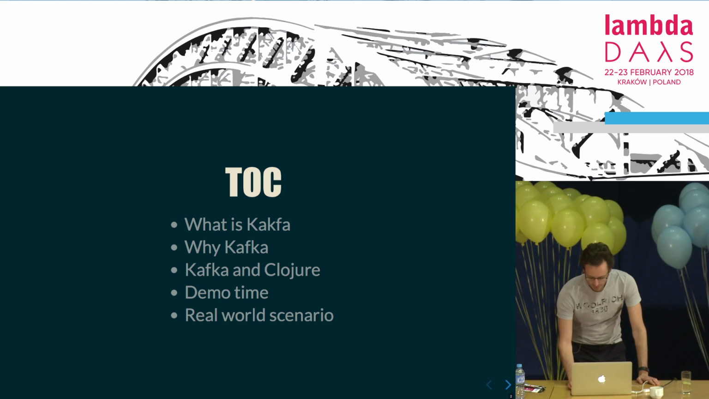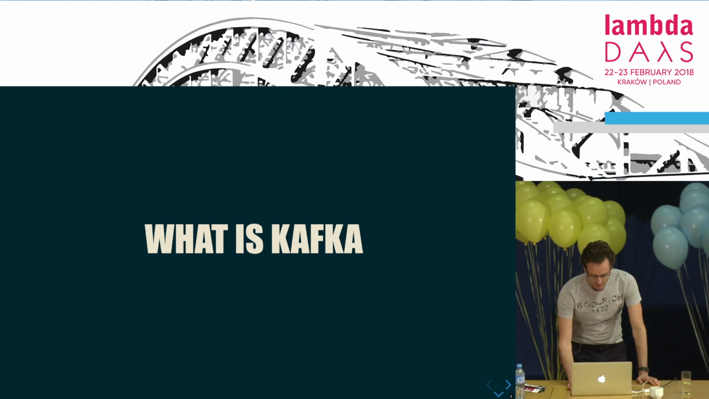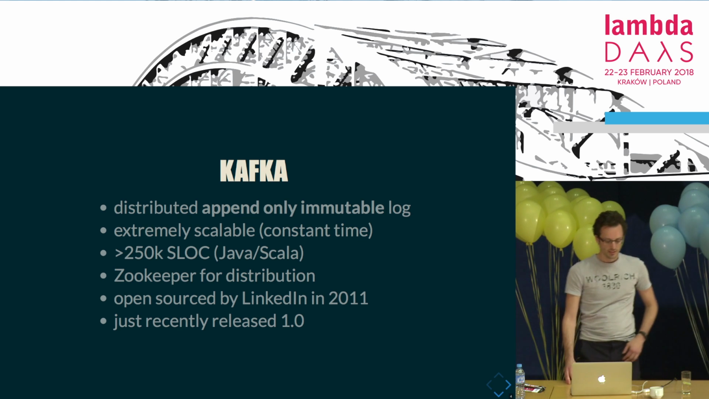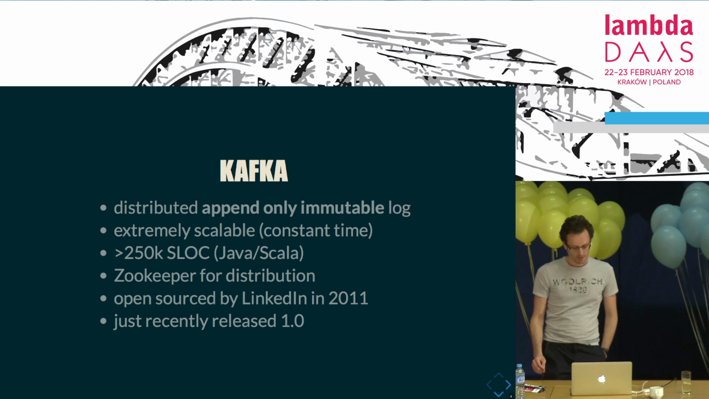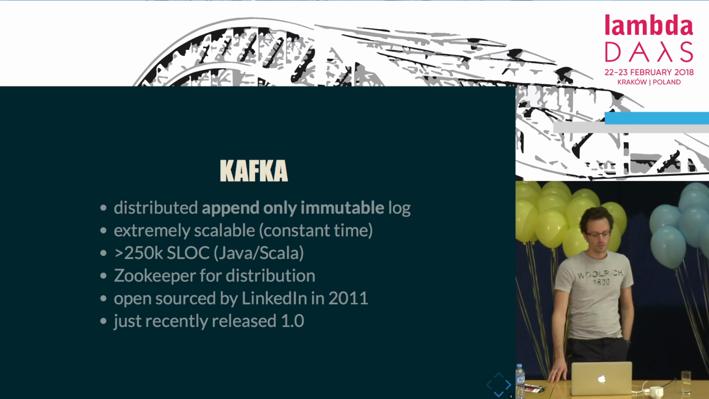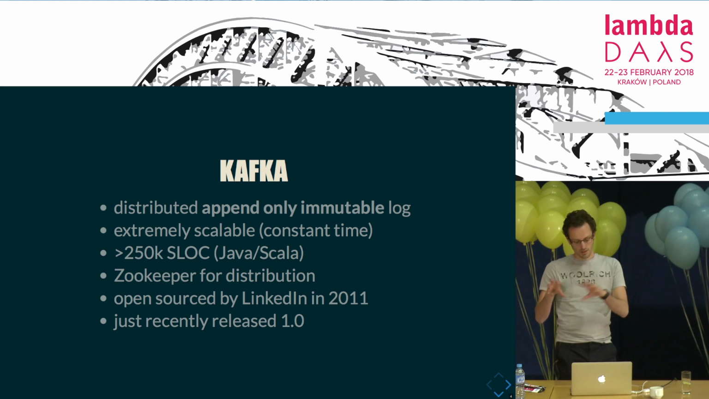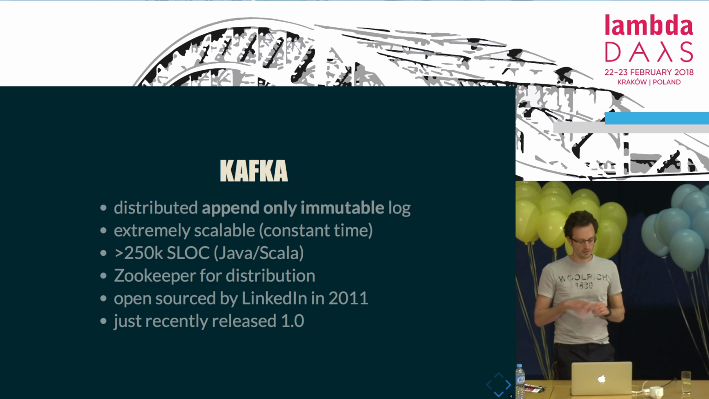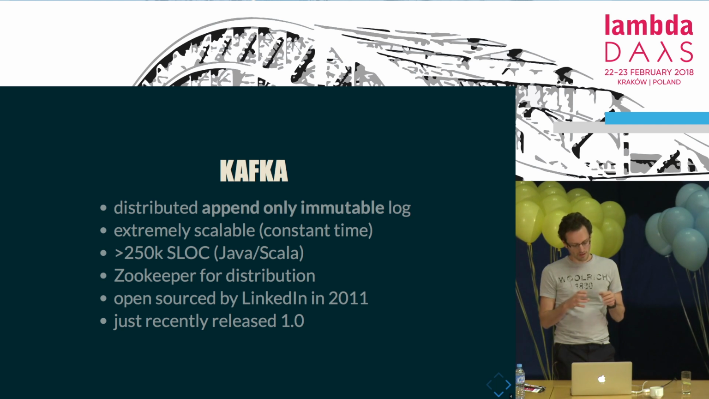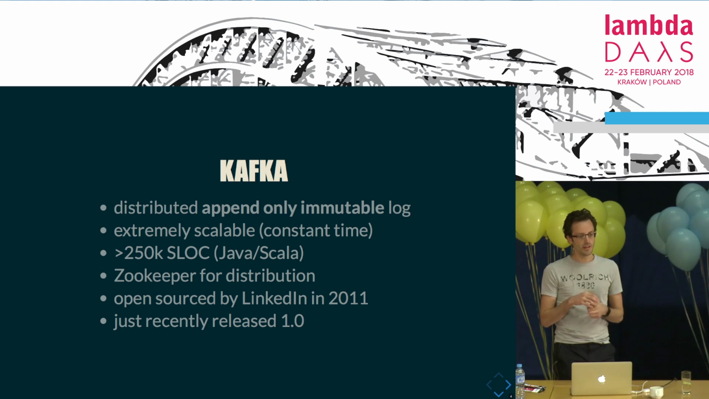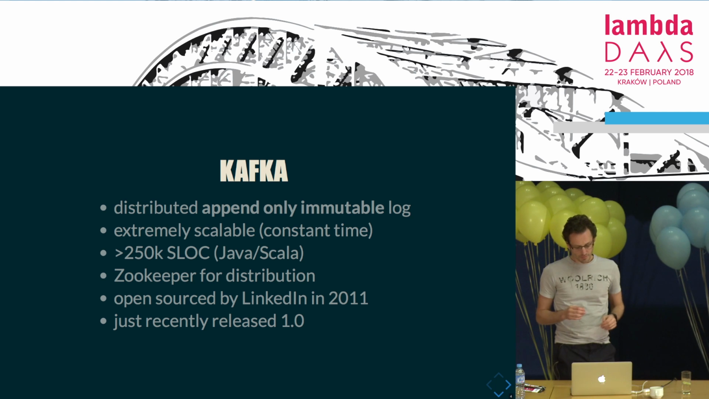So let's start with Kafka and what it is. It's a distributed append-only immutable log. What that means is that you have a central server, which can however be distributed in a cluster on many different machines, and it represents a unique and immutable log to which events get added one at a time in an append-only fashion.